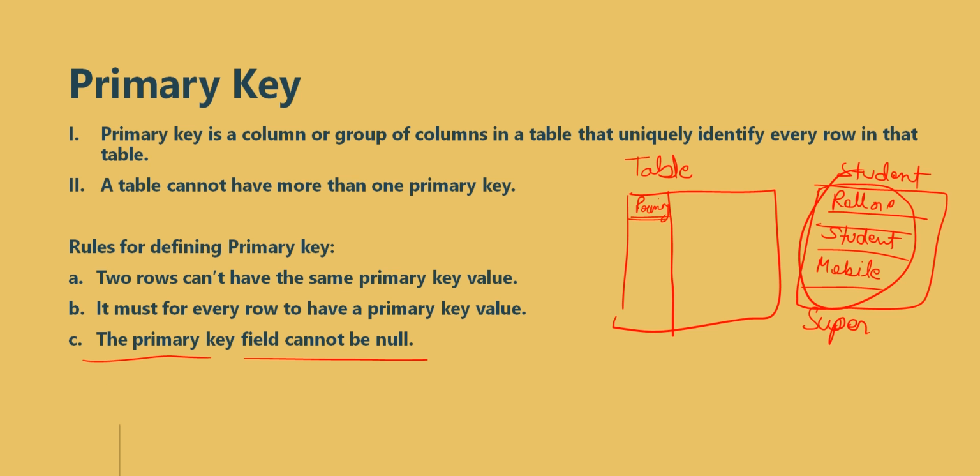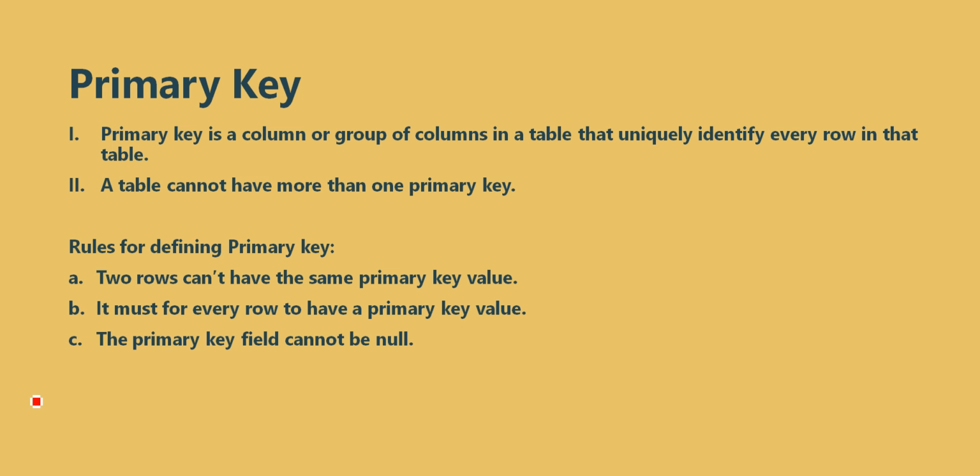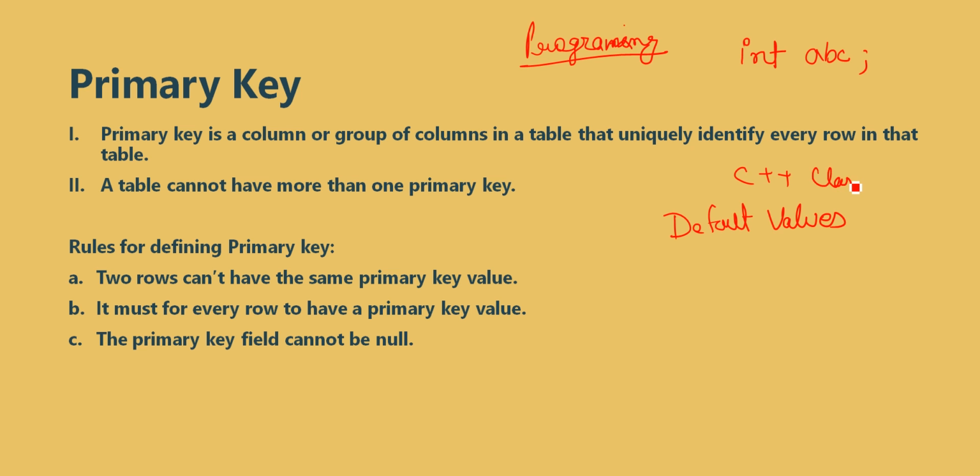Okay, now we got the terms unique and null. What is null? In our programming, let's say I'm going to create an integer variable, abc, and we do not initialize this. What is it going to store by default? We have learned about default values in our C++ class. Do you remember, guys?